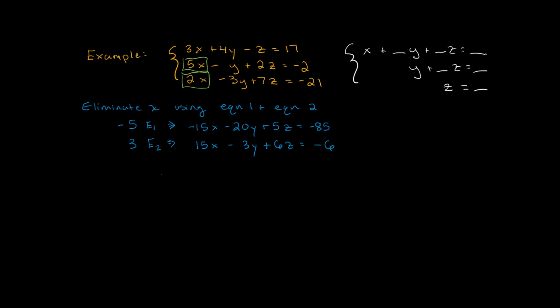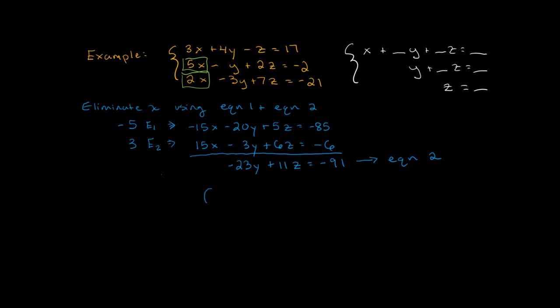So on that, now I'm going to add them to eliminate x. We end up with -23y plus 11z equals -91. So it looks like we're going to get some kind of nasty numbers here. And this is going to be stored as, this is going to now be equation 2. Because in equation 2, we want to get rid of that x. So this result is going to now be equation 2.